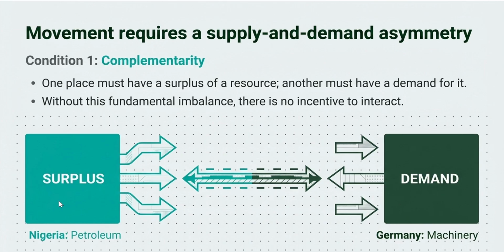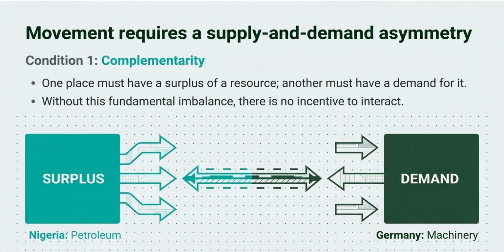We have a diagram here showing that Nigeria has a very good amount of crude oil, and there is a demand in Germany. They have the capacity to refine, and we have the resources. So the resources move after mining from this location to this location, because there is surplus here and there is need here. So, complementarity.